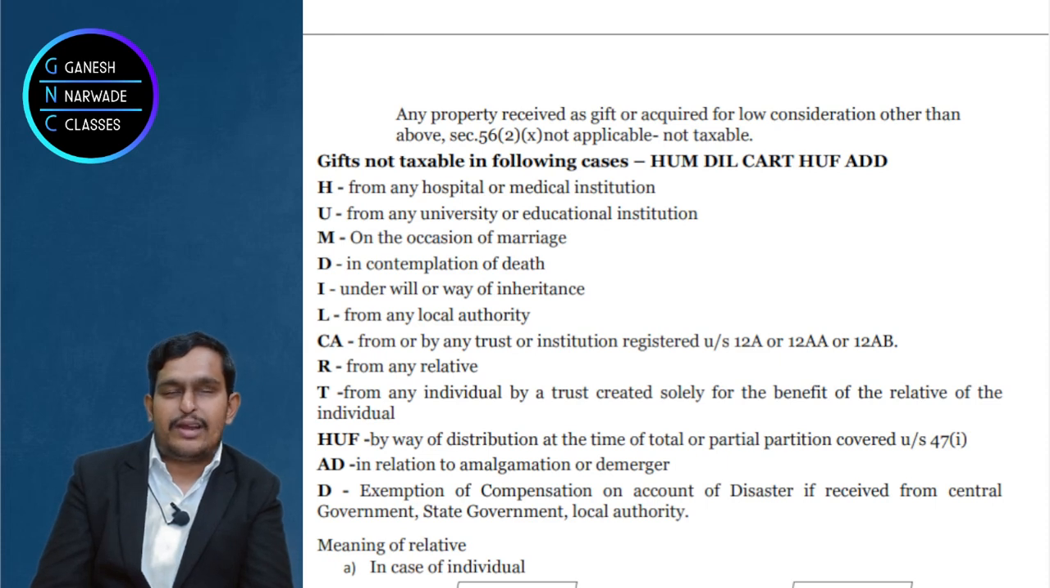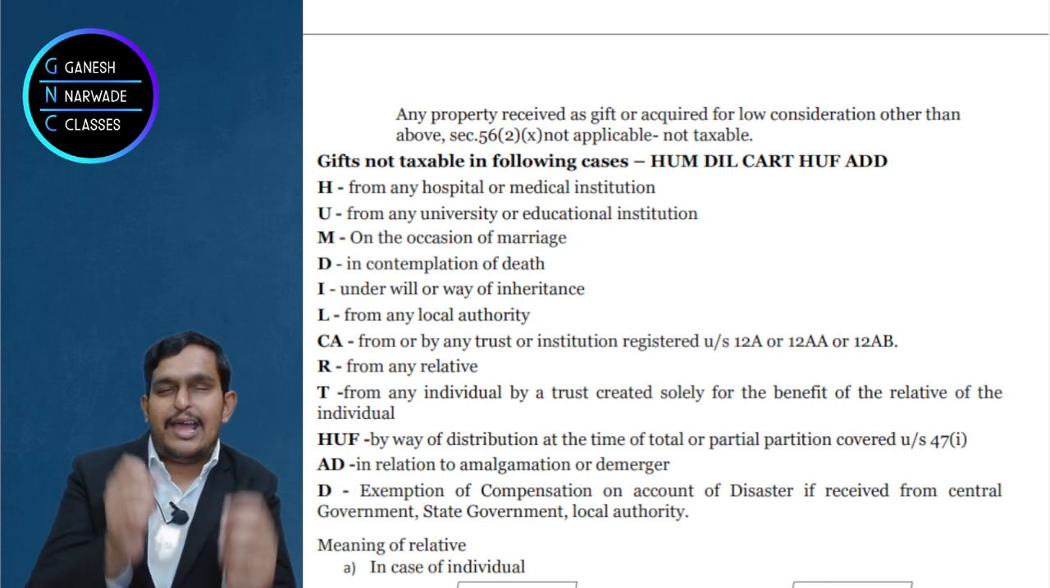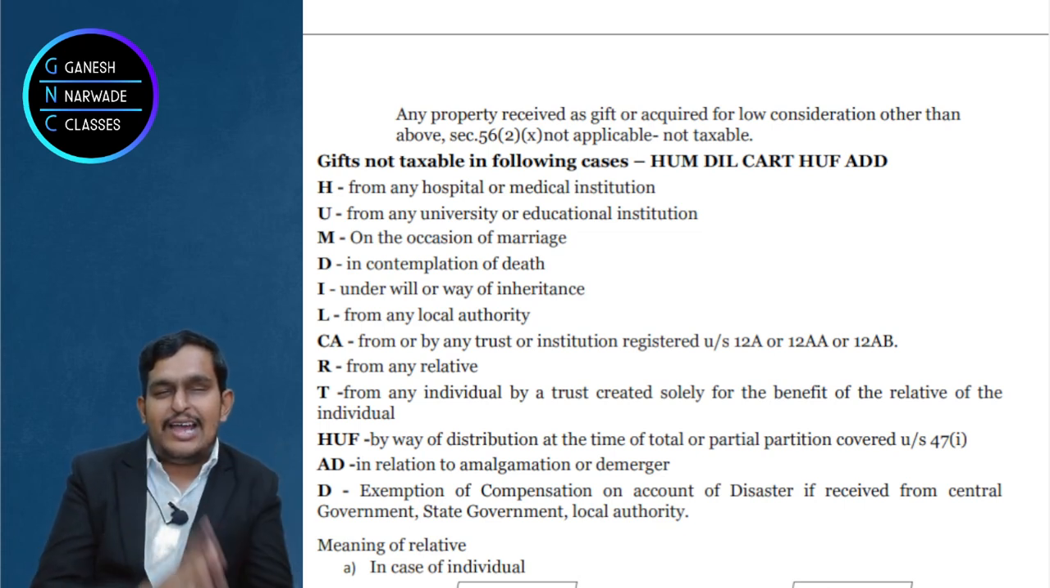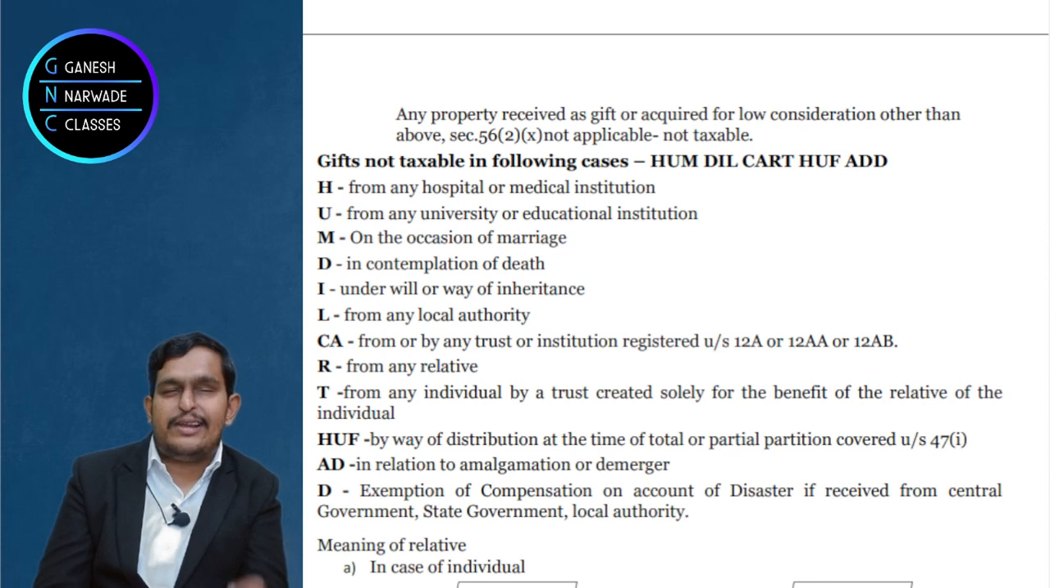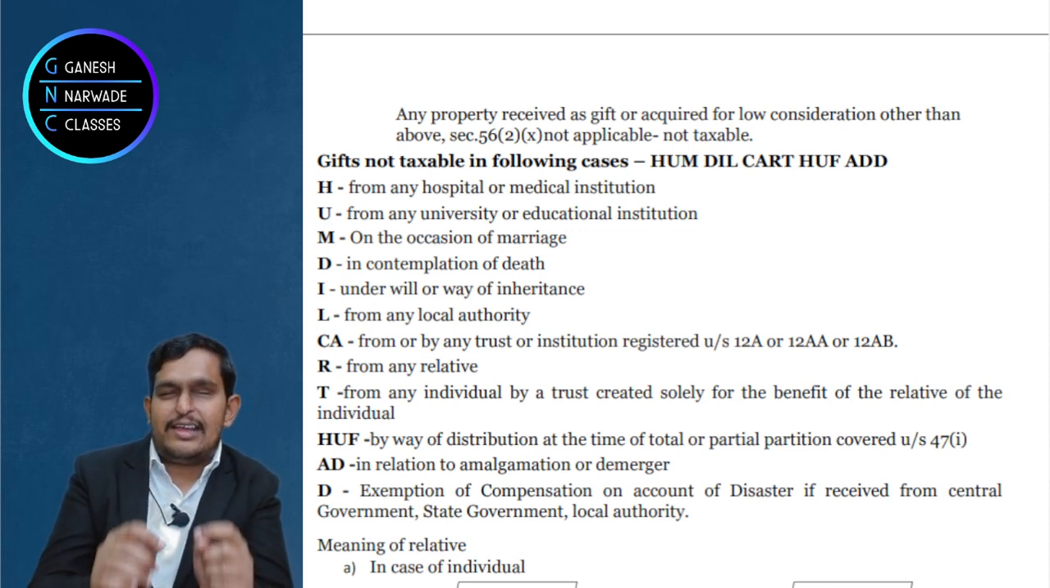So HUM DIL CART. H for hospital or medical institution, U for university or educational institution, M for marriage, D for death, I for inheritance or will, L for local authority, CART, CA, charitable association. Charitable associations can be registered or required to be registered under section 12AA of the Income Tax Act. So if they are registered under 12AA of the Income Tax Act, and they give any gift to you, then it is fully exempt.